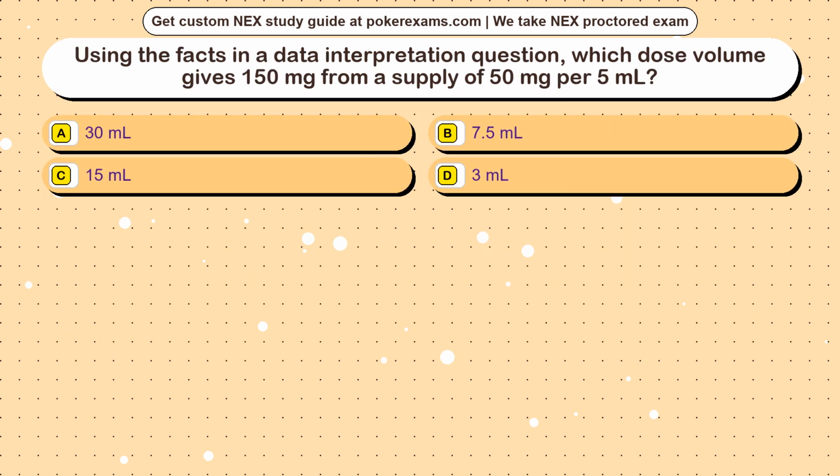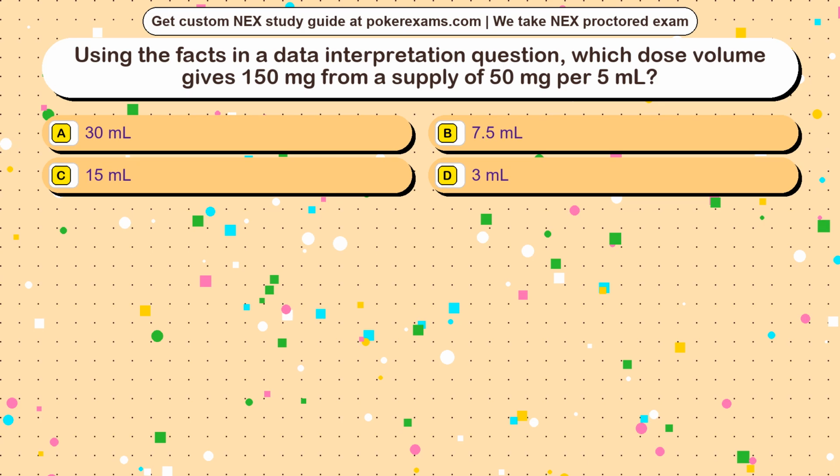Question 16. Using the facts in a data interpretation question, which dose volume gives 150 mg from a supply of 50 mg per 5 ml? Option A, 30 ml. Option B, 7.5 ml. Option C, 15 ml. Option D, 3 ml.